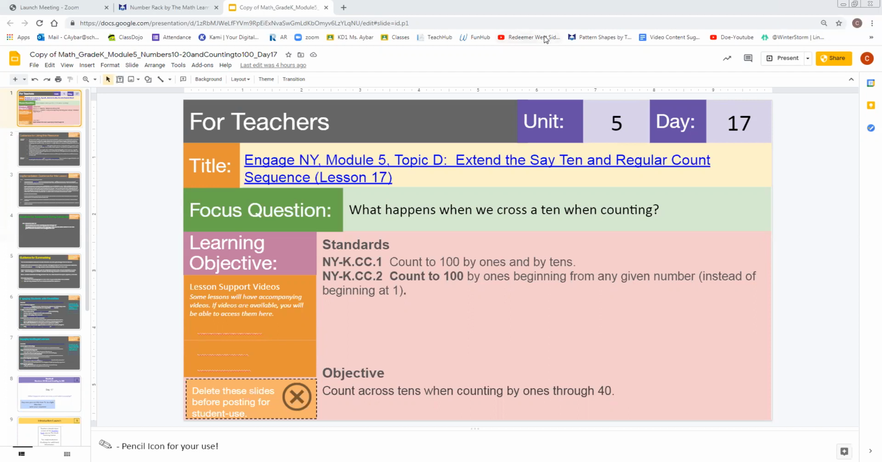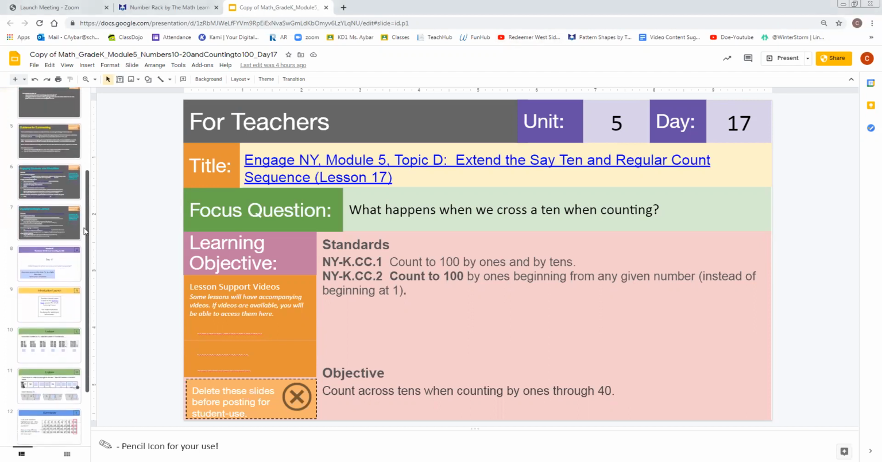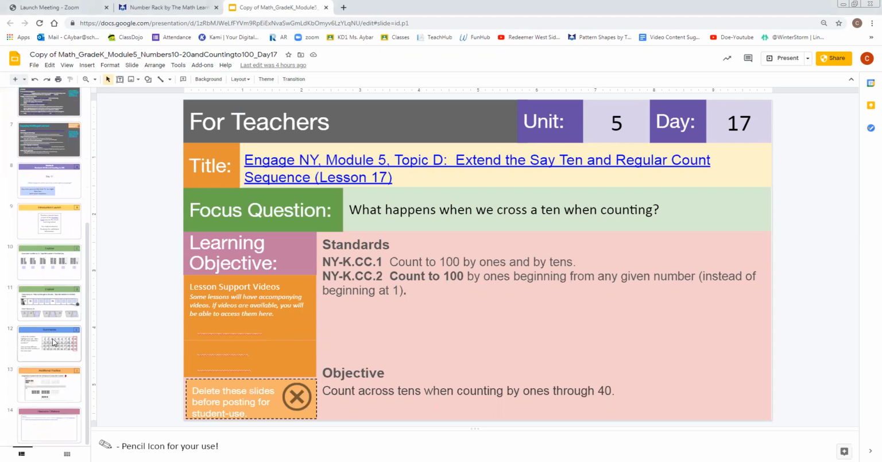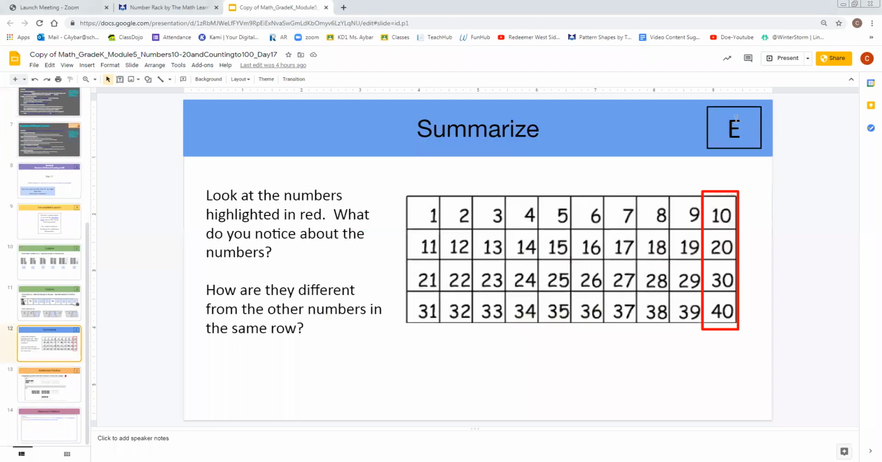You can find all of our lessons on TeachHub. I'm going to go ahead and show you the summary slide. On this lesson, it is slide E. The letter for the summary slide will change based on how much additional work we are doing within the lessons. It will always be light blue, however, so you will always be able to know which one, and it will say summarize. For today's lesson, it will have two questions.